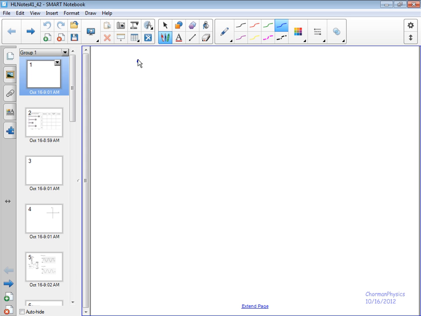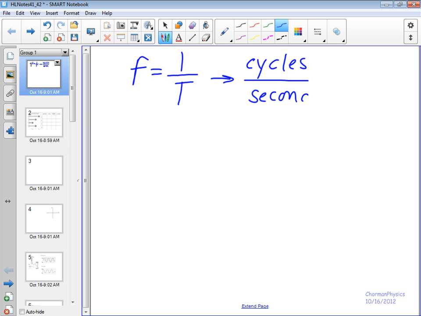And we define frequency as 1 over the period. What this tells us is how many cycles are happening every second. The period is another way of saying seconds per cycle.